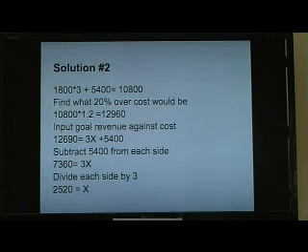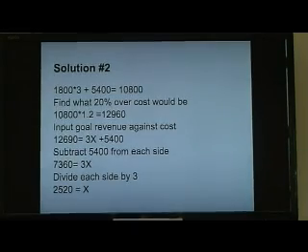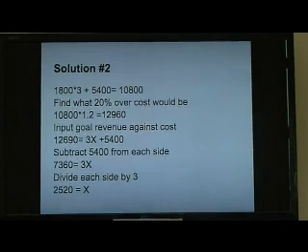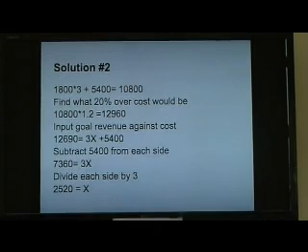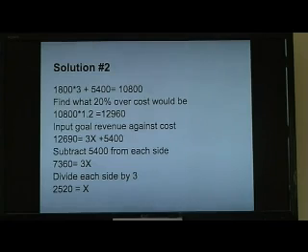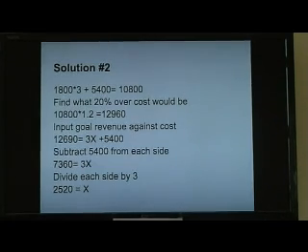Solution for number 2. Find out what the total costs are. It would be 1,800 times 3 plus 5,400 equals 10,800. Find out what 20% over that cost would be. 10,800 times 1.2 equals 12,960.